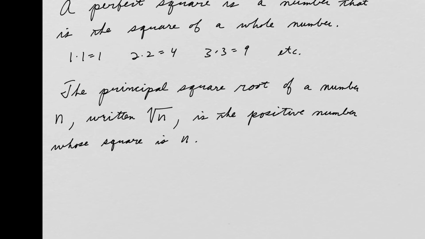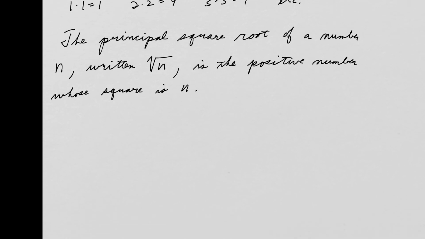So, for example, I'll just stick with perfect squares to start. So let's say I want to find the square root of 64. Okay, so the rule says it's the positive number whose square gives you 64. Well, 64 is a perfect square, right? So what times what gives you 64? Well, that's 8. So the square root of 64 is simply equal to 8.